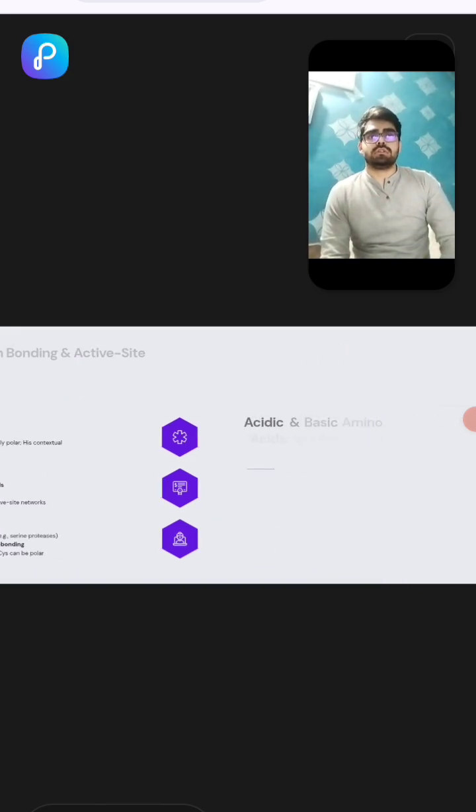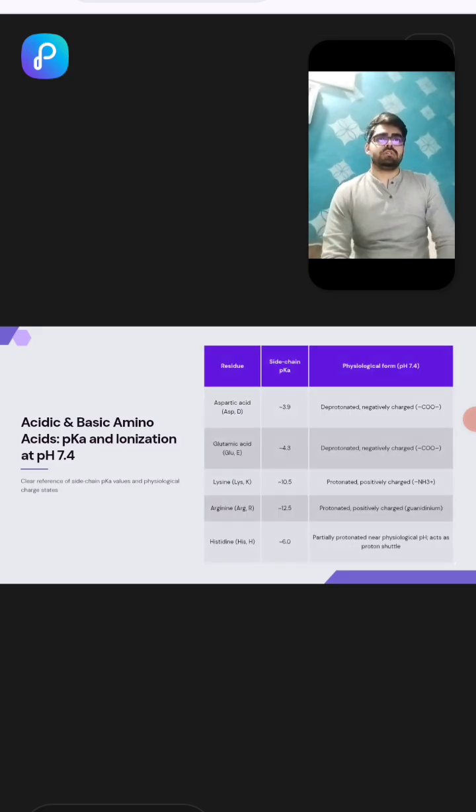Coming to the next part, acidic and basic classification. First, we saw non-polar amino acids, then the polar ones, and now the third category is acidic and basic amino acids. Residues, as we can see in the list, are aspartic acid and glutamic acid. We have their pKa values, at which they are most stable, and their pI value, which is the isoelectric value.